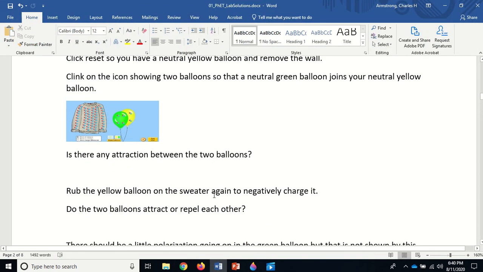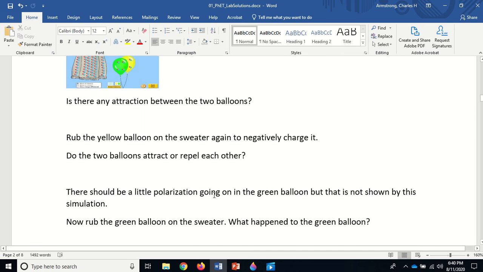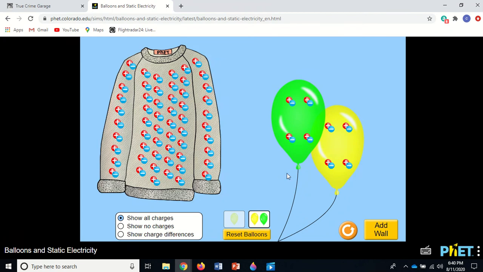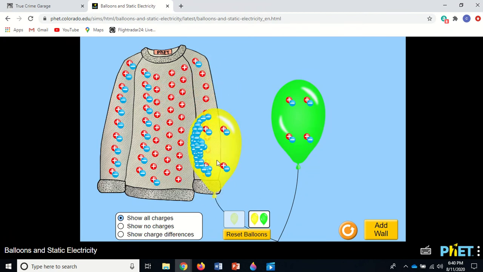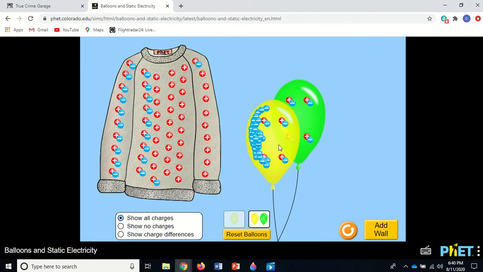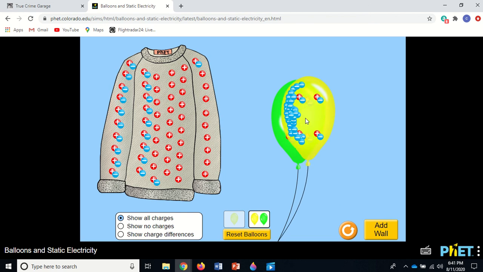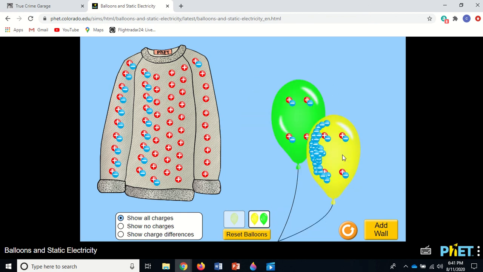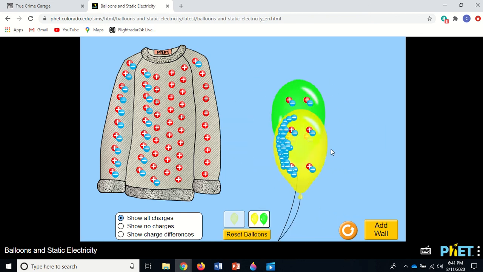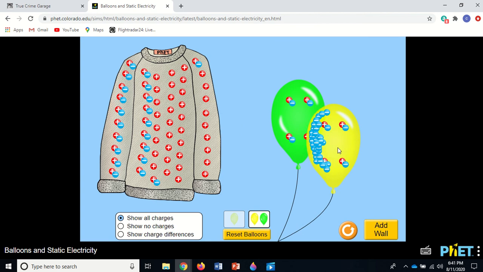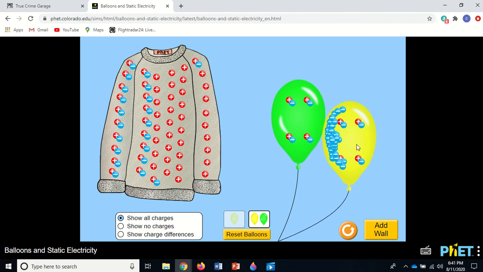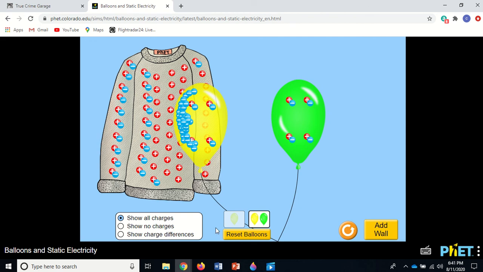Is there any attraction between the 2 balloons? While they're neutral, no, there's no attraction. Rub the rubber balloon on the sweater again to negatively charge it. So I'm going to go back over here, take the rubber balloon, and rub it here. Now it's negatively charged. And there might be a little bit of polarization between them, but the simulation's not showing that. It's showing that they're not attracted to each other, or repelled by each other even, right? Because if they're repelled, the green balloon would move away. But it's not, but the yellow balloon's still attracted towards the sweater.